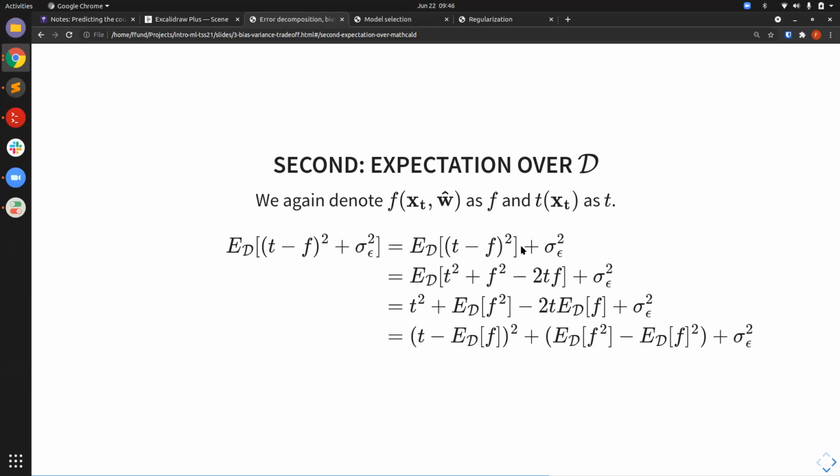And then we can multiply out the square. So we have the expectation over the draw of the training sample of t squared plus f squared minus 2tf. Now, remember, t is equal to the true value of the function for the test point. Is this independent of the training sample?